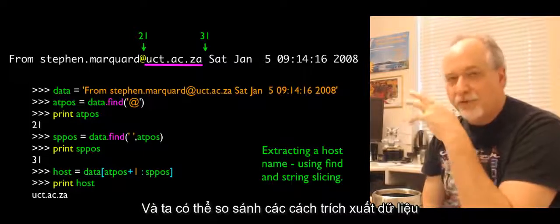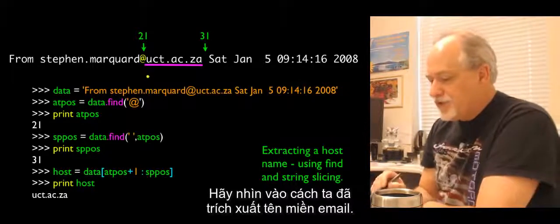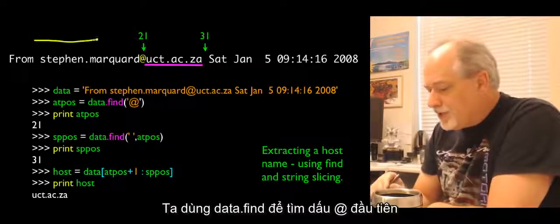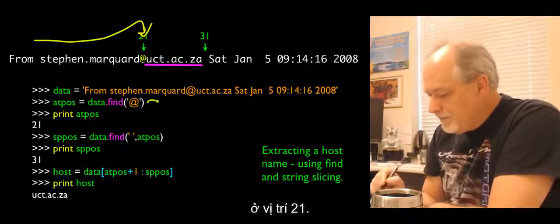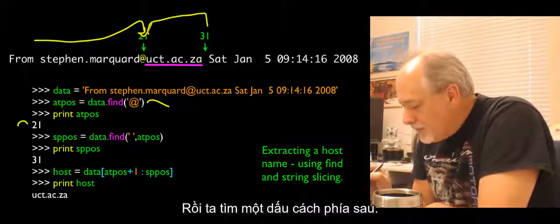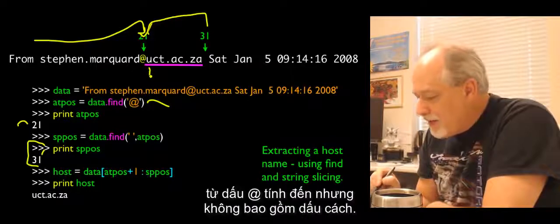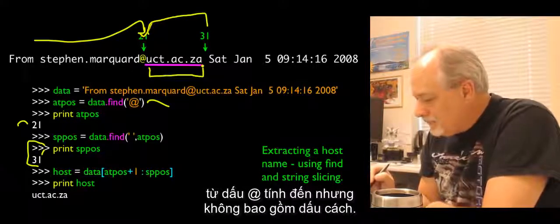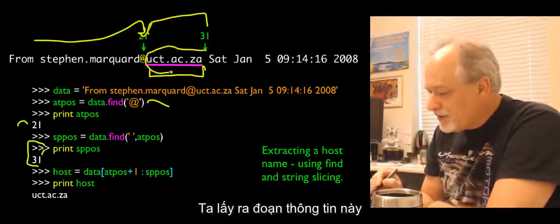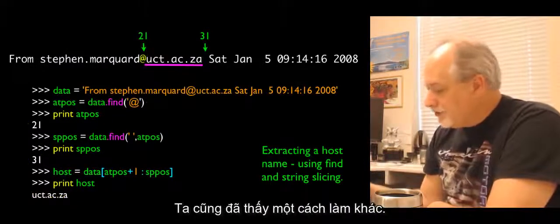Then we can compare the different ways of extracting data. If we look at how we extract the host name, remember how we did this many chapters ago. We did a data.find, which says, oh, the first at sign is at 21. Then we say we want to find the space after that, so that's 31. And then we want to extract the data that's one beyond the at, up to but not including the space. That is the variable that we're going to print out, host. And so we've extracted this bit of information, and out comes the host. Quite nice.